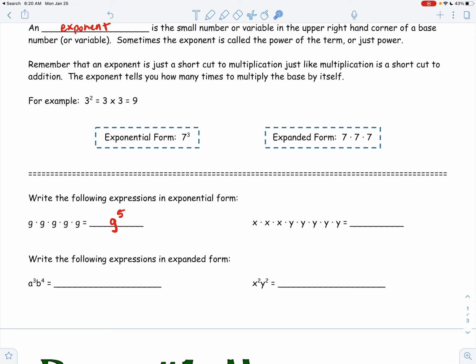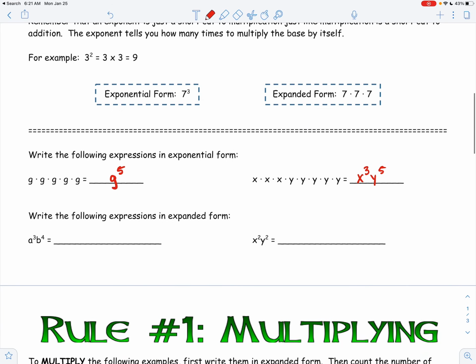When we get to the next one, we have x times x times x, y times y times y times y times y. Now we see x 3 times, so we can write that as x to the third. And then right beside it, we see y 5 times, so we write y to the 5th. And this is our exponential form. Note how x cubed, or x to the third, and y to the 5th are written side by side. That just means multiplication.